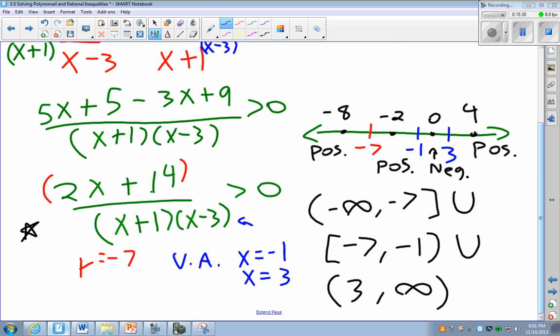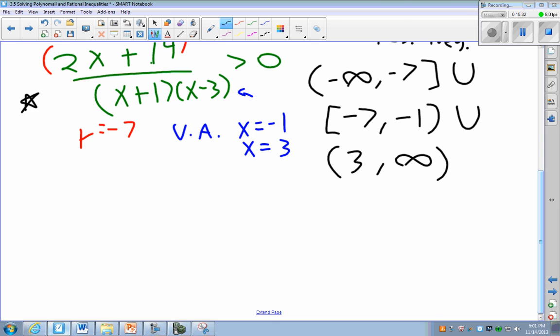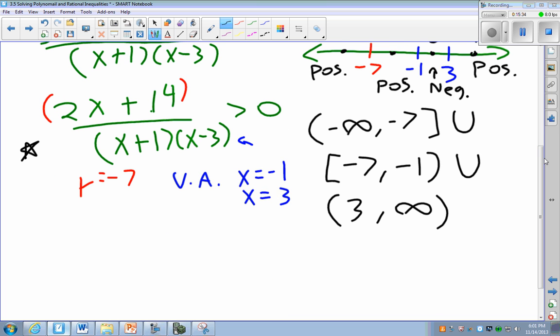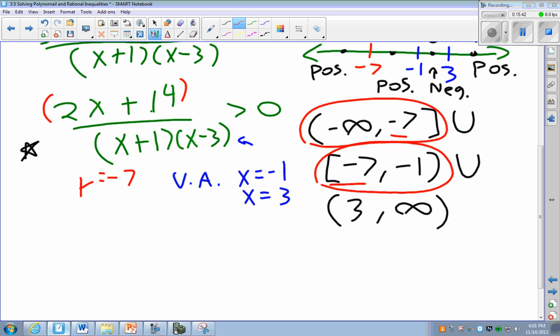Now, some of you guys might be thinking here, couldn't these two be combined in the same interval? Because this includes negative 7 and this includes negative 7. And the answer is yeah, we can actually write that as one interval. We can write it from negative infinity to negative 1. Finish it up like this.